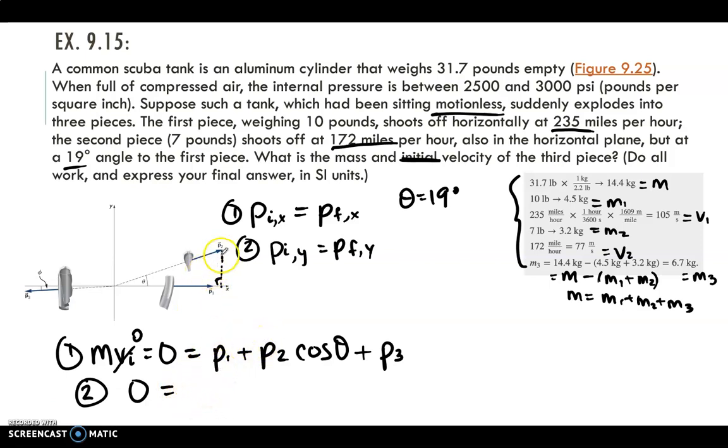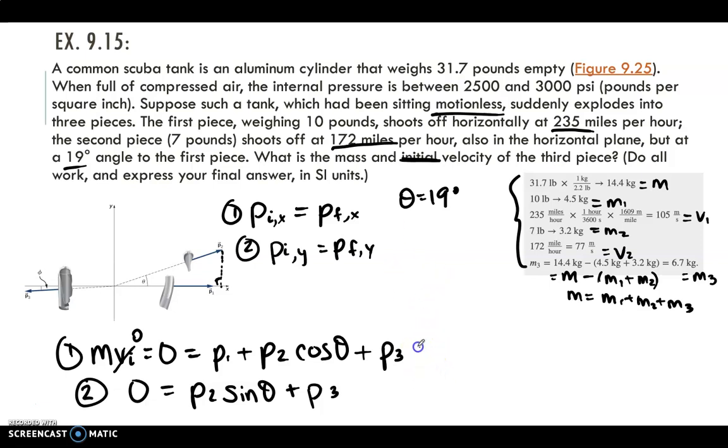Now looking at P2, we do have a y component, so we have P2 times, and again using trigonometry, we say opposite over hypotenuse. So now we have sine theta, plus, again, P3, which we don't know. From these, now we want to solve for our P3, and in terms of our velocity in these directions.